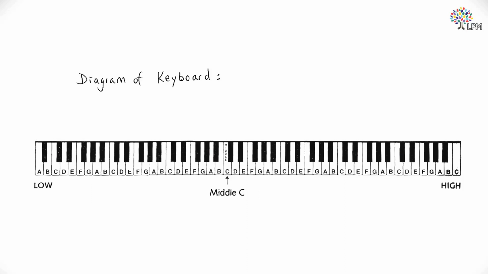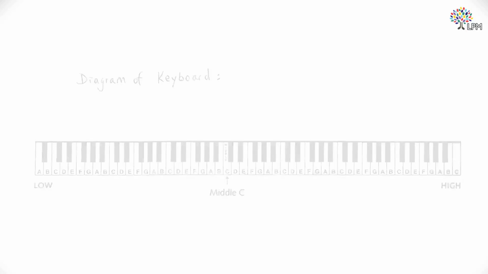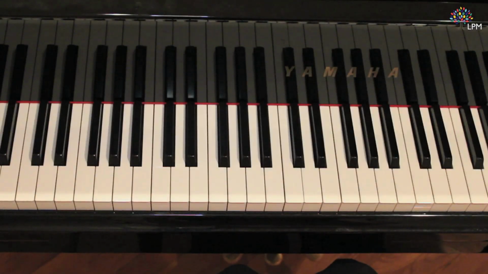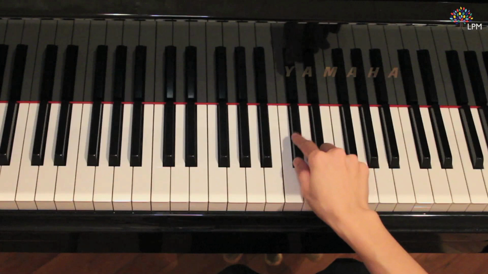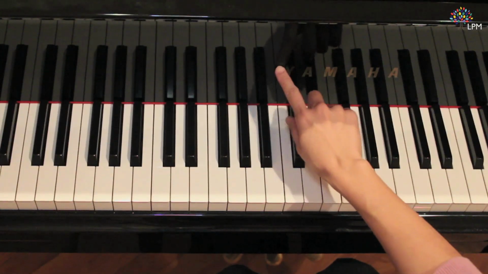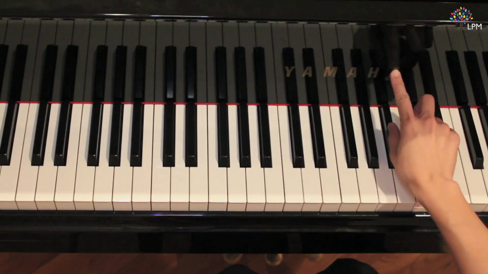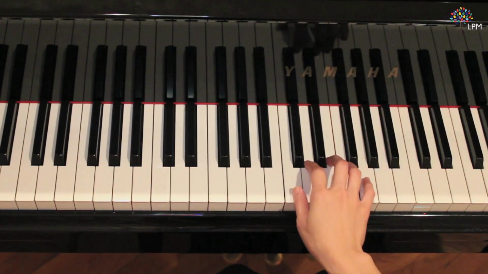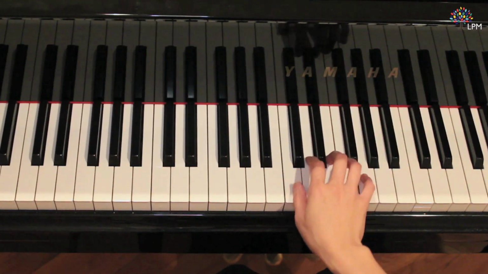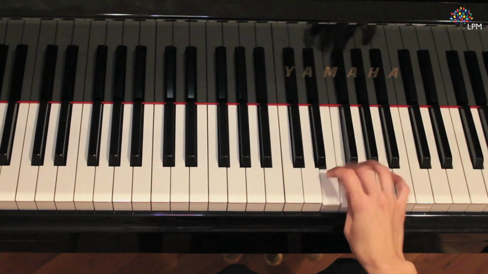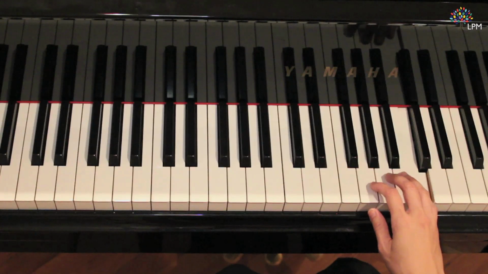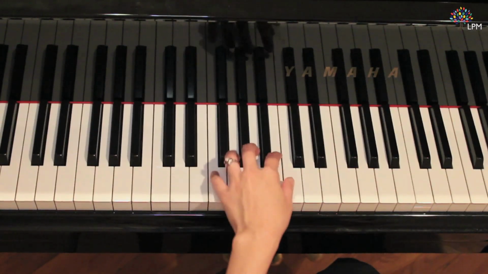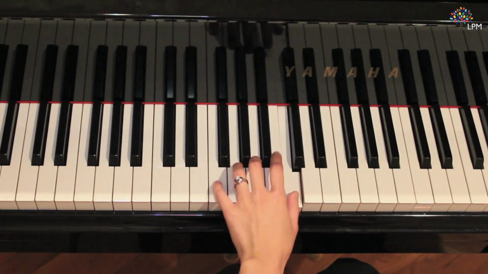These key names are then used over and over. The C nearest the middle of the piano is called middle C. It is to the left of the 2 black key group, right under the piano logo. Going up the keyboard, the notes sound higher and higher. Going down the keyboard, the notes sound lower and lower.